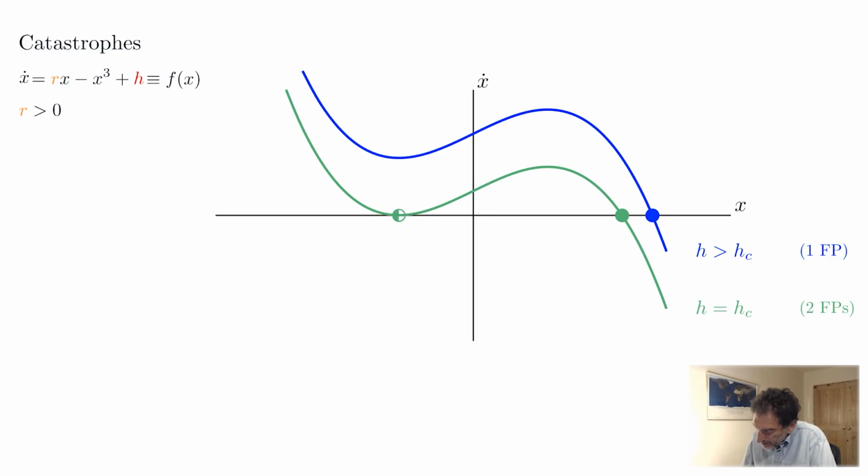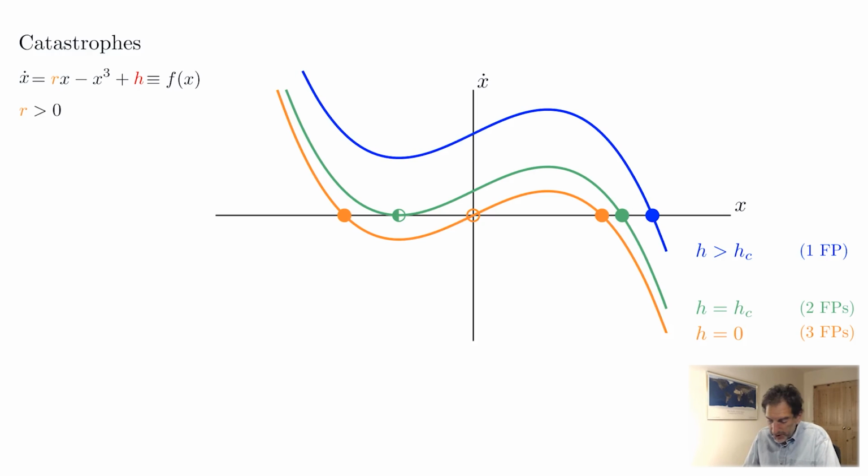Then if we go to a still smaller value of h, our function looks something like this. I've engineered it so that this is the point at which the function is equal to 0 at x equals 0. So this corresponds to h equals 0. And here we have a stable fixed point at a positive value of x, a stable fixed point at a negative value of x, and an unstable fixed point at the origin. So we have three fixed points. In general, when h is between plus hc and minus hc, there will always be three fixed points.